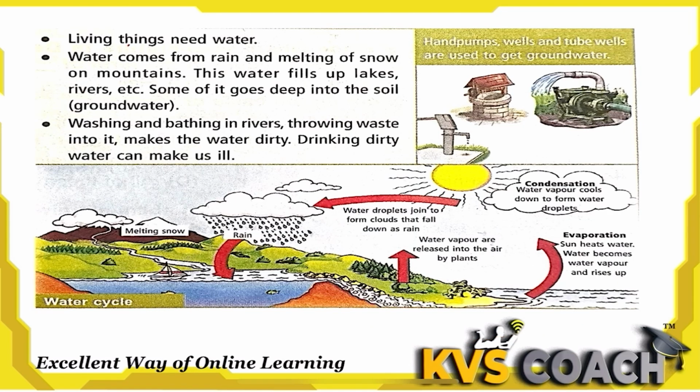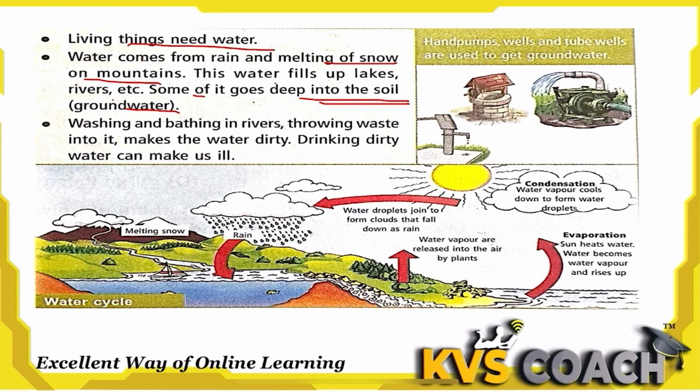Living things need water. We all know that. Water comes from rain and melting of snow on mountains. This water fills up lakes, rivers, etc. Some of it goes deep into the soil. That is called groundwater. So what is groundwater? Which goes deep into the soil.